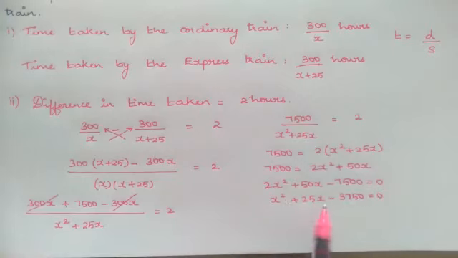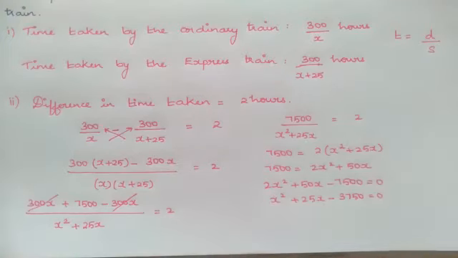You can also notice that there are no other variables here. It's completely in a single variable. And one more thing: the coefficient of the x square term should be 1. If it is not, then we'll be discussing such problems in upcoming videos. Luckily, in this problem, the coefficient of x square is 1, so it is easy to factorize directly.